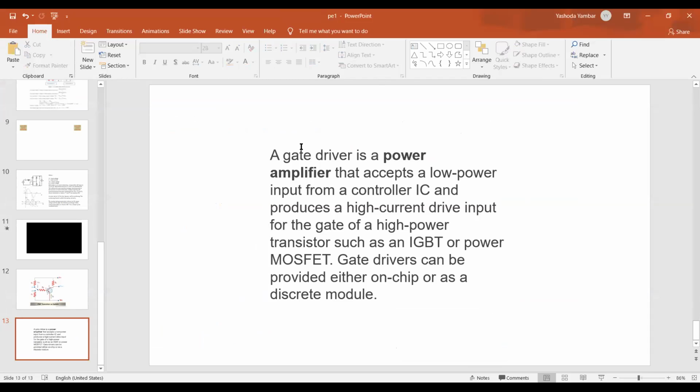So, where do we use the gate drive circuit? First, what is a driver circuit? What is a driver here in power electronics? A driver is a power amplifier. You can see here, a power amplifier circuit will increase the strength of the current from a low value to a high value. Let me show the practical circuit.